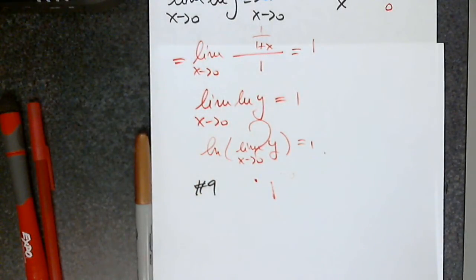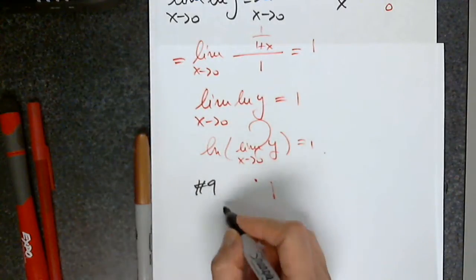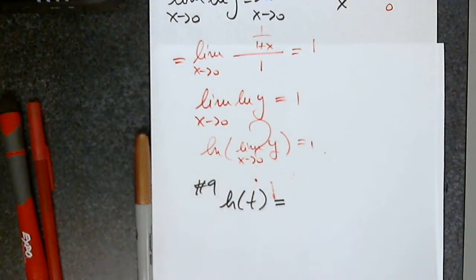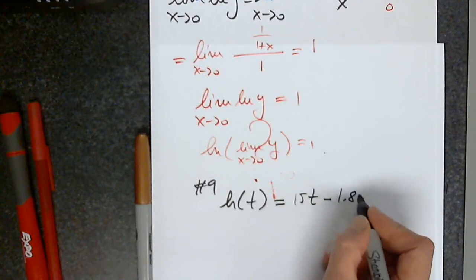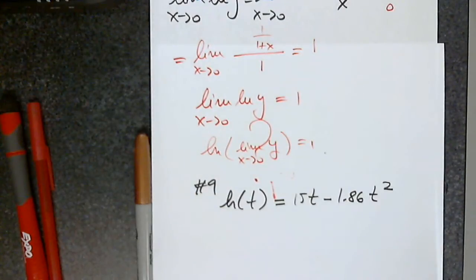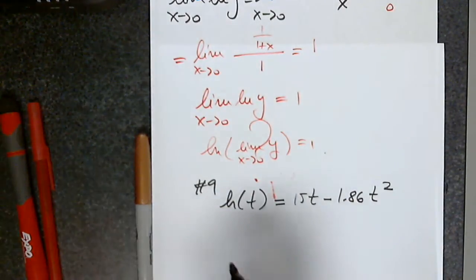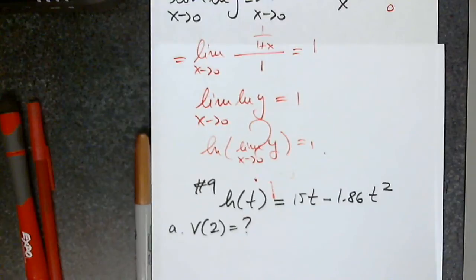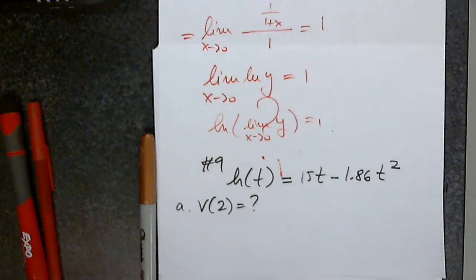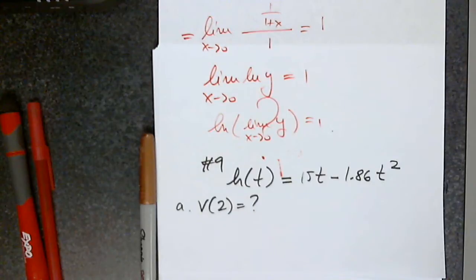If a rock is thrown vertically upward from the surface of Mars with velocity 15 meters per second, its height after t seconds is, I would like them to write this, I don't know why they don't, h of t equals 15t minus 1.86 t squared. What is the velocity of the rock after 2 seconds? That's part A. And in part B, what is the velocity of the rock when its height is 25 meters on its way up and then on its way down?